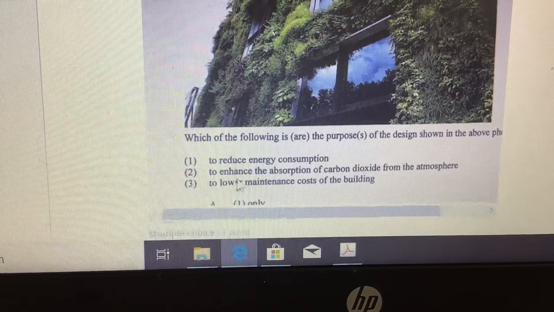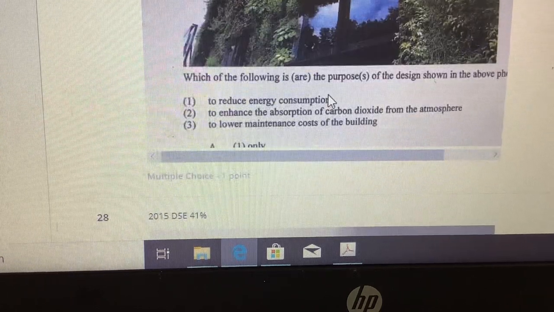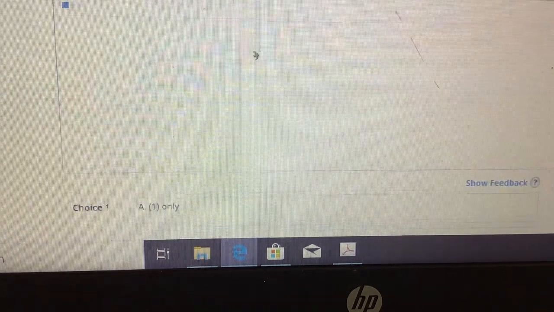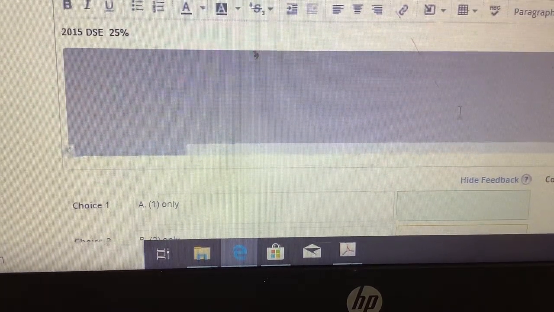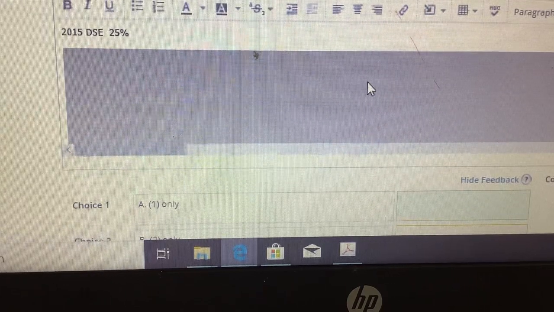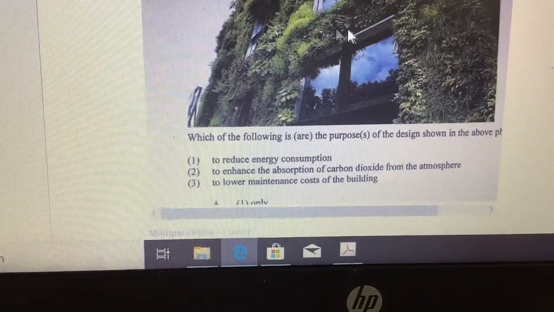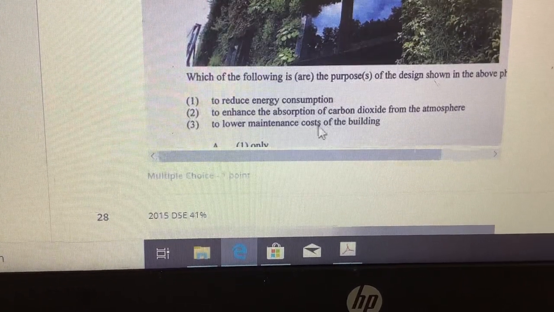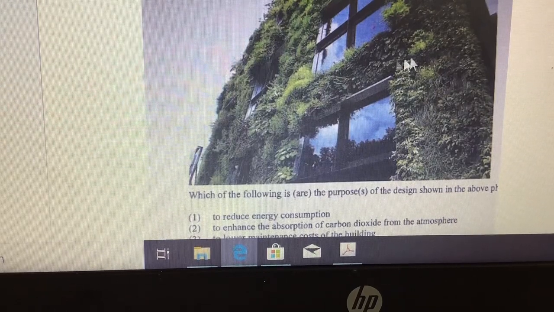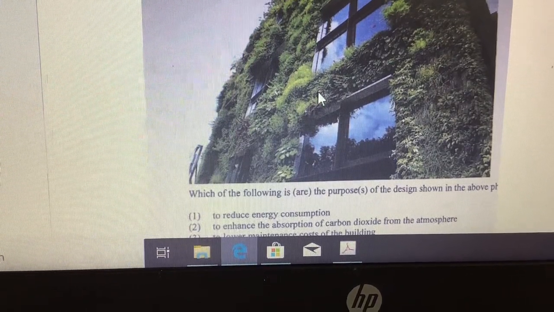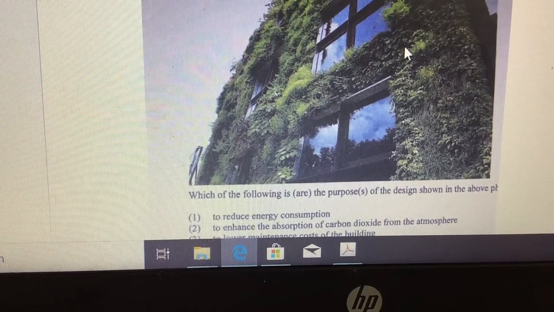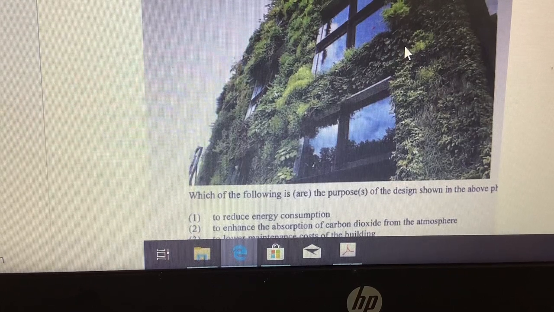And then number three, the lower maintenance cost of the building. Let's check out the answer. It should be just number one. Because it's not quite related to lower maintenance cost for the green building design. I don't think it lowers maintenance cost, because for this kind of greenery, you still have to take care of them. If not, they will have quite a problem, for example, attracting insects into the building. This may be a problem.